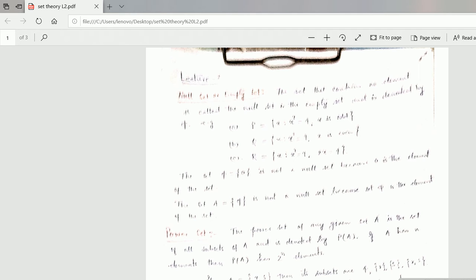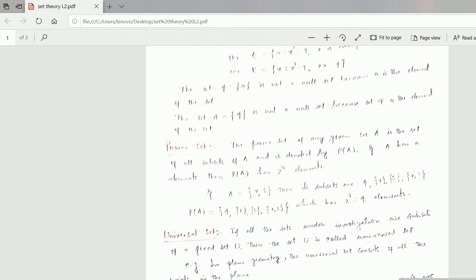The set {0} is not a null set, because 0 is an element of the set. Likewise, the set A equal to {phi} is not a null set, because phi is an element of the set. You got it?